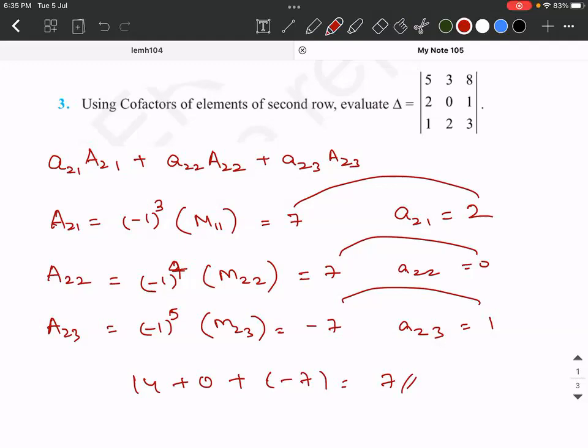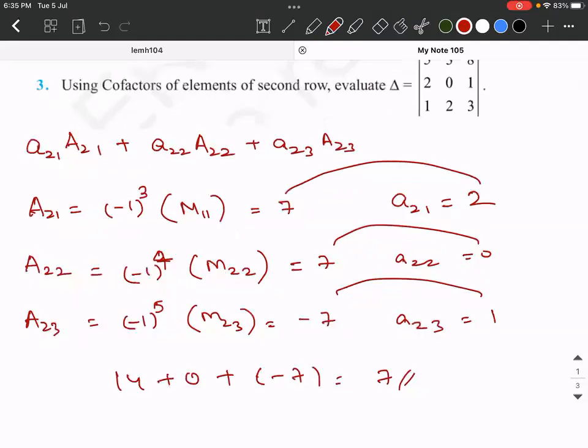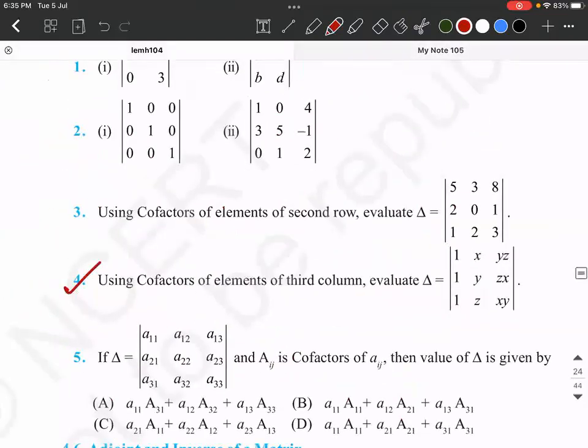Using the same logic, can you guys do the fourth problem fast? Do it fast. So using the cofactors of the third column, evaluate the determinant.